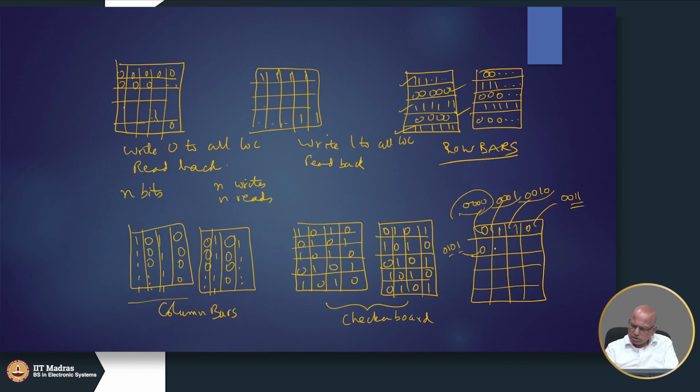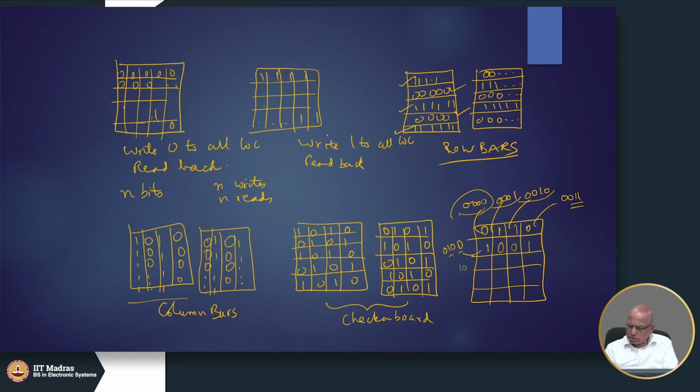I'm sorry, this is 0 1 0 0, isn't it? So this should be 1. This should be 1 because this is row 1 column 0. Row 1 column 1, we already have 2 bits, so 0. 0 1 0 1, 0 1 1 1, and so on.